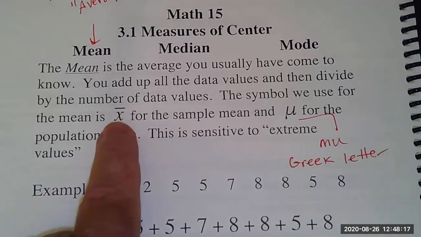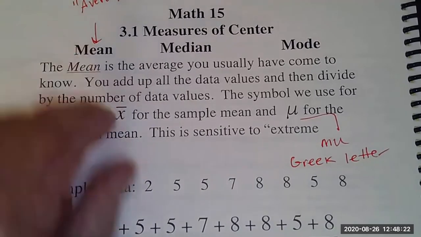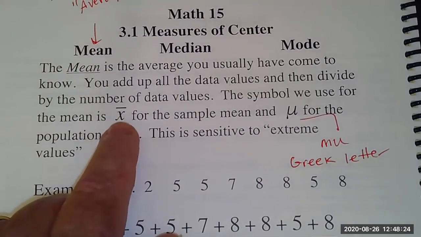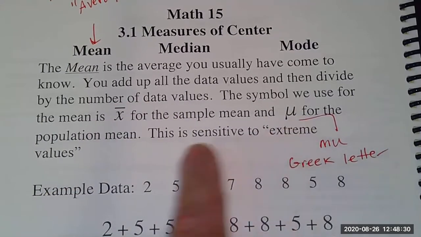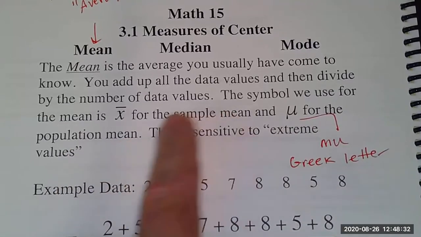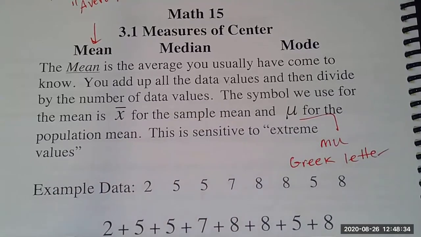Anyway, X bar is not Greek. That's how you say it: X, with this little bar up there. And it's lowercase, not uppercase for us. That's for sample. Mu is for population. They're both means, so one's a sample, one's a population. You're going to have that throughout the semester.